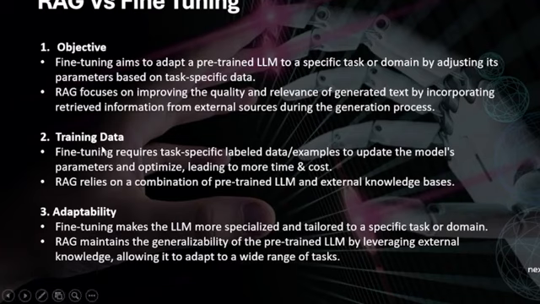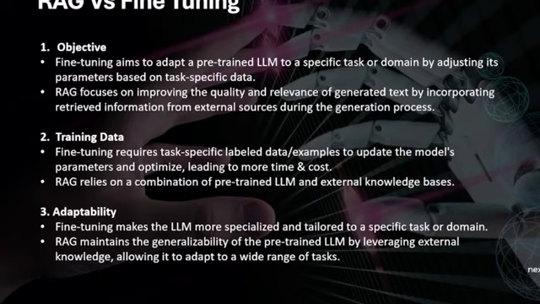Next is training data. Fine tuning requires task specific labeled data examples to update the model parameters and optimize, leading to more time and cost. Yes, time and cost is the main thing here. If you can pay the cost and if you have time, then you can go. But in organizations we don't have time. Requirements are very strict. You must deliver. Timelines are very strict. You have to deliver in this timeline. So if you go back and fine tune your large language model, it's going to take a while again. So you can simply rely on RAG.